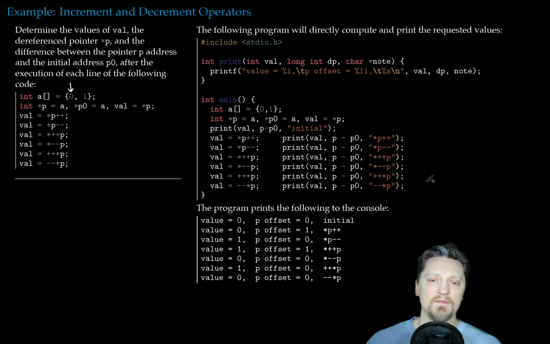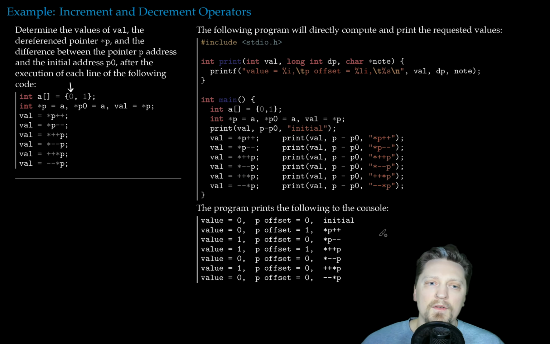So let's start. So the value, like we said, we initialized val to be 0. So value is 0. P offset is 0. Our pointers are both pointing to the first value in the array. And this is our initial case. So that's our first line. The second line is going to be the line in which we have the dereference p, postfix ++. And what this statement says is that the value will be 0 and the offset will be 1.